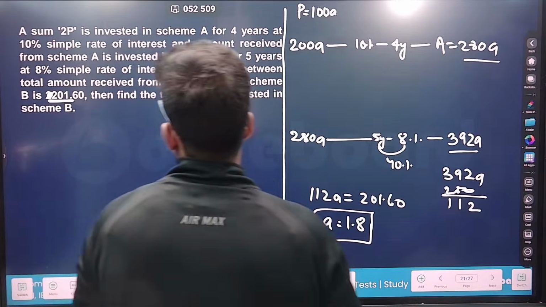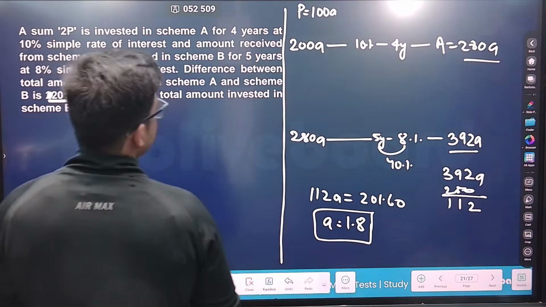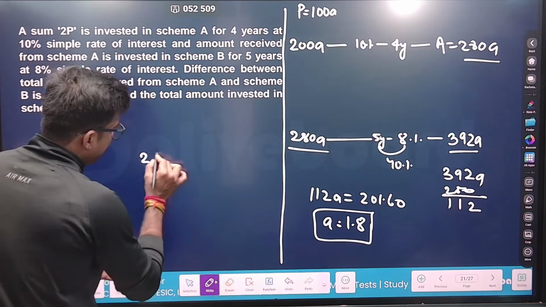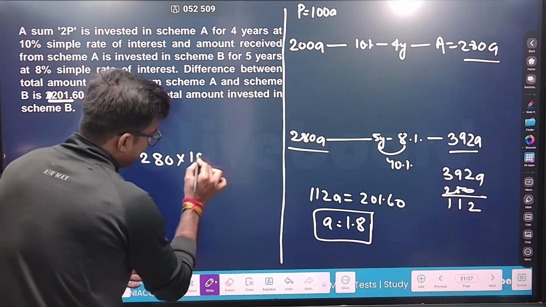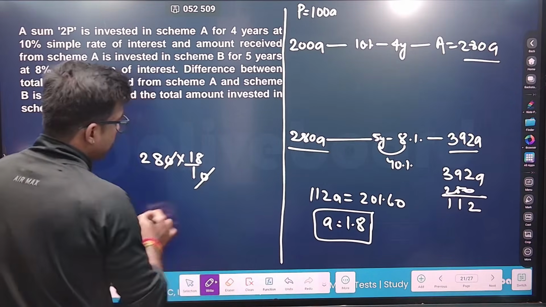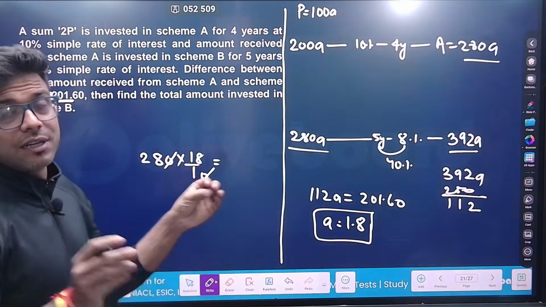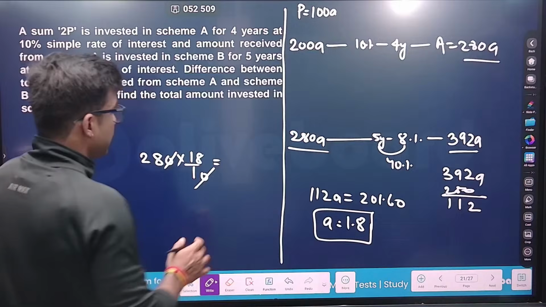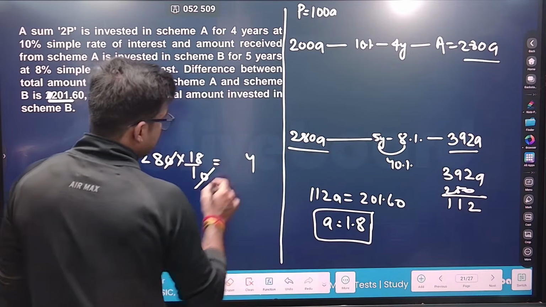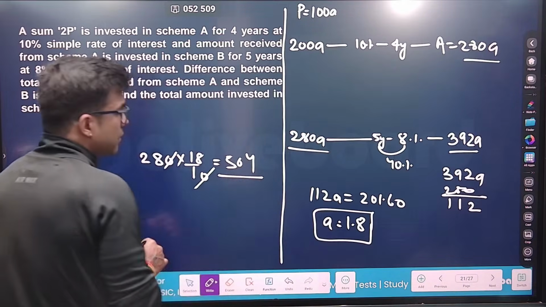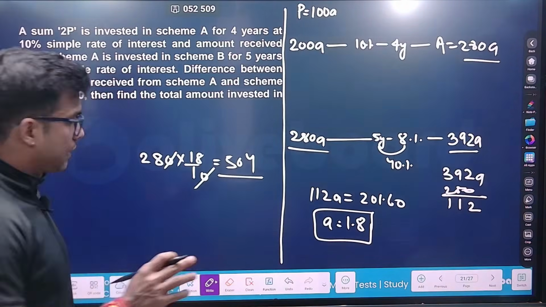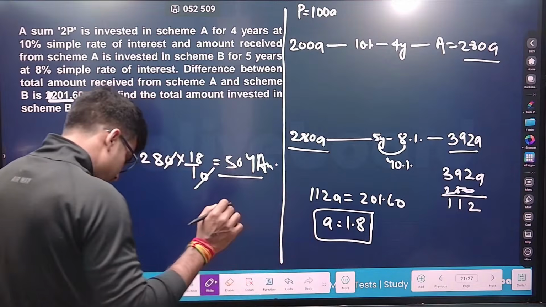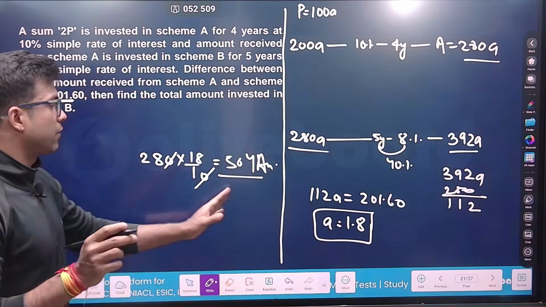Now they are saying find the total amount received in scheme B. Scheme B is what? Scheme B is 280. So 280 multiplied by 18 by 10, where the 0 gets cancelled out. If you have an option, that is very easy. If you don't have an option, that would be a hurdle for you. But 8 eights are 64, 4 sixes 0 5. So the amount invested is 504, the correct answer. I hope everyone got this.